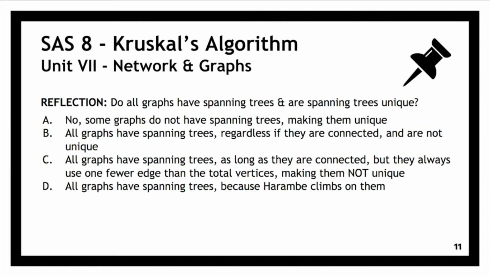Initially, when I did this video, I made a mistake, and I'm going to go on to fix this, and I'm a human. We can easily eliminate D because it says all graphs have spanning trees because Harambe climbs on them. I use Harambe as an answer just to give the students a little extra added help. I like Harambe. We'll talk more about him in the launch. But let's look at the answers that do make sense.